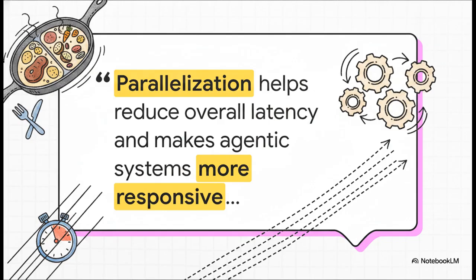We started with that simple truth of a Sunday roast. Don't wait for independent tasks to finish sequentially. We learned that by applying this parallelization pattern, whether through LangChain's RunnableParallel or Google ADK's parallel agent, we are literally just executing independent operations concurrently. As our source material perfectly summarizes, parallelization helps reduce overall latency and makes agentic systems more responsive for complex tasks. By utilizing that clever task switching while waiting for external resources, we eliminate those agonizing wait times and create AI systems that feel truly, instantly responsive.